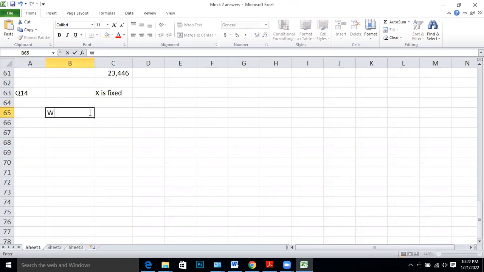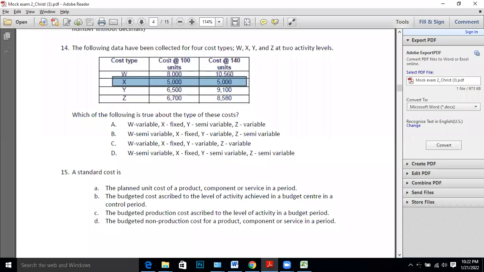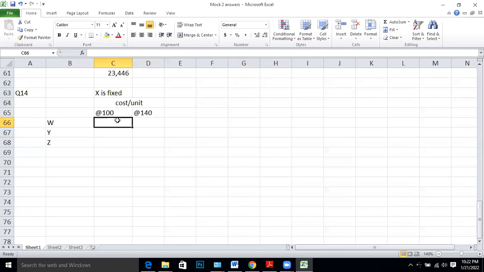So let's analyze the others now. W is there, X is already tested, then Y and Z. How do we do the analysis? After you identify it is not fixed, identify the cost per unit at 100 units and at 140 units. Look at this: 8,000 and 10,560. 8,000 divided by 100 is 80. Then 10,560 divided by 140. The figure is different. If it is different, you can say it's not variable as well.